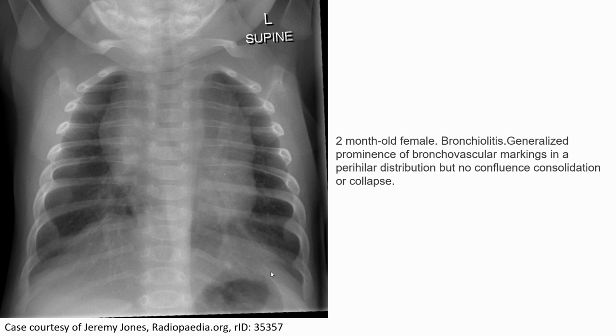So this is a 2-month-old female with a diagnosis of bronchiolitis. In the chest X-ray, we can see generalized prominent bronchovascular markings in a perihilar distribution, but no confluent consolidation or collapse.